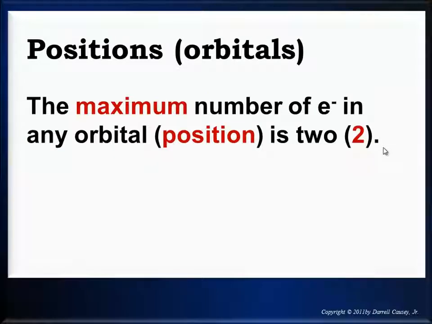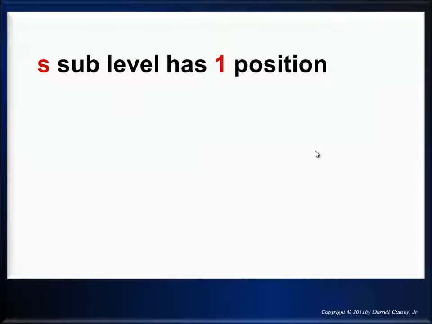The next thing is that in each position, or in each orbital, there's a maximum number of electrons, and that is 2. There can only be 2 electrons in any orbital, okay? And so that helps us, because with that number, you can figure out how many electrons are in each sublevel. Sublevel S has 1 position. And by the way, that doesn't matter if you're in energy level 1, 2, 3, 4, or 5. It doesn't matter what S it is. It only has 1 position, and that 1 position is labeled 0 and has 2 electrons.